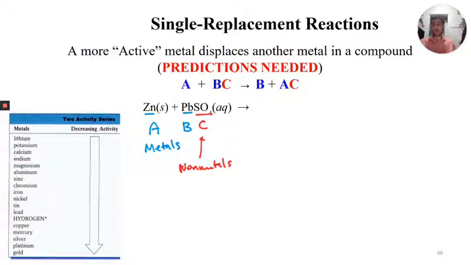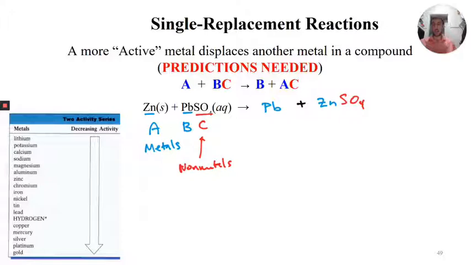Now when we go through to do the single replacement, those metals are ultimately going to exchange locations. So I'm going to pull the lead out to be by itself, and then I'll place the zinc into that compound to be with our sulfate. Okay? And we've effectively done our single replacement reaction.